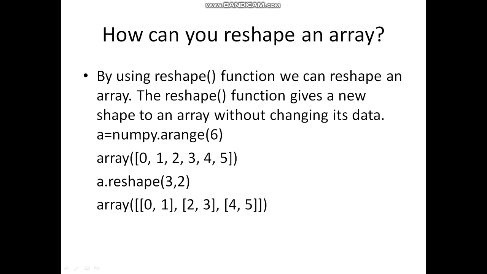How can you reshape an array? By using the reshape function, we can reshape an array. Here you can do a.reshape(3, 2). Three means there will be 3 sets, and 2 means there will be 2 elements in each set. Here you can see 0 1 becomes an array, then 2 3 and 4 5. This is the output that you are going to get after you do this reshaping.